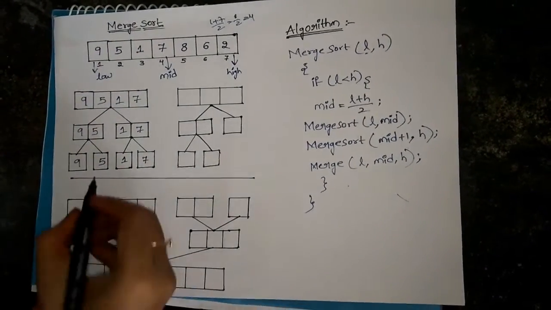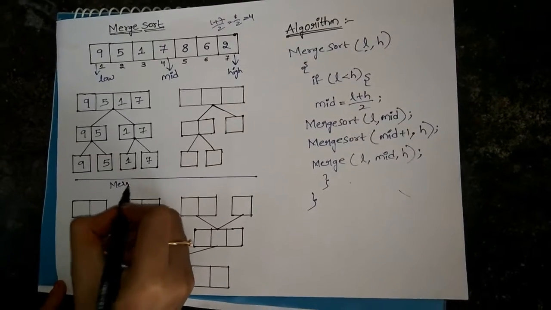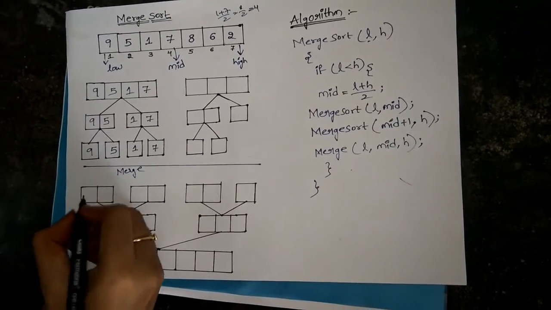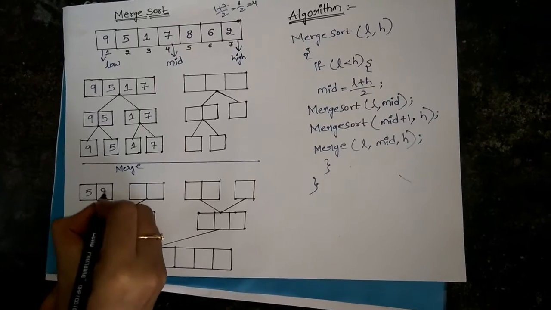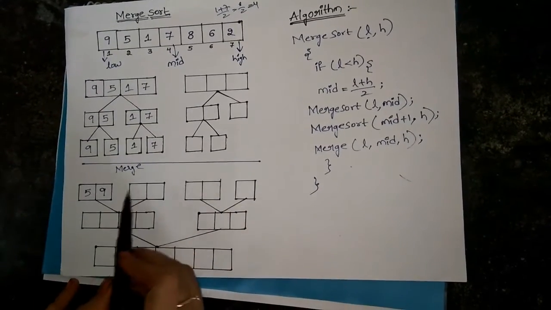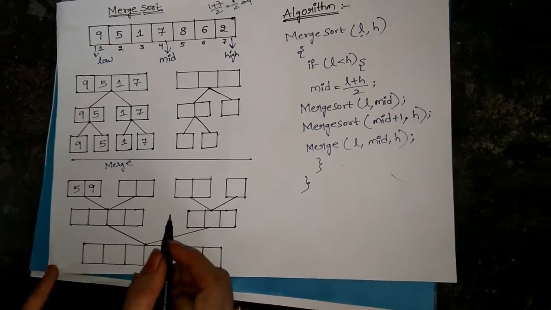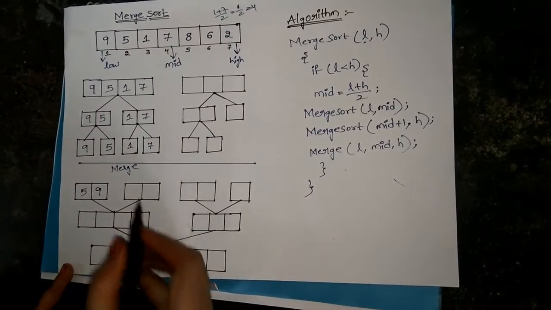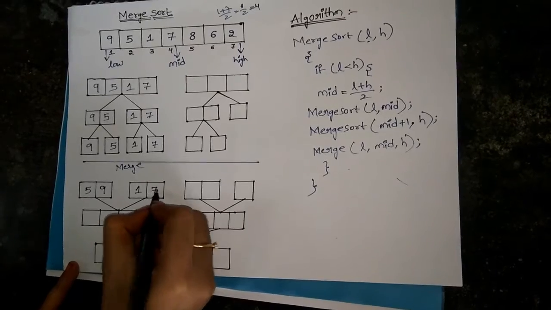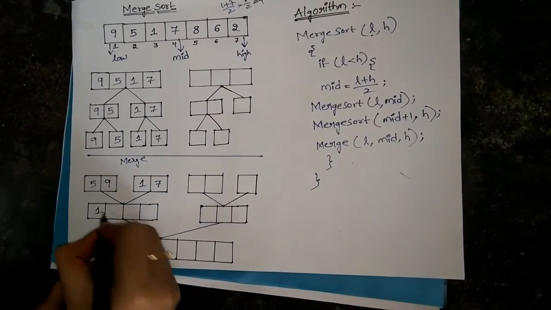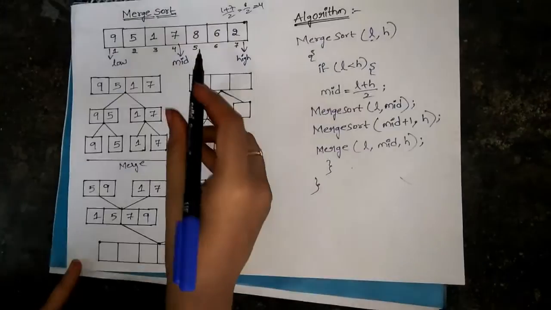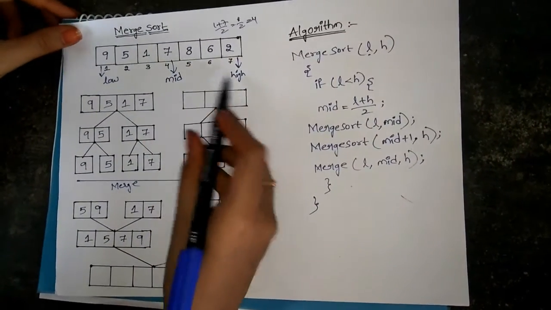Now merge all the elements. In 9 and 5, 5 is less, so merge 5 and 9. On the other side 1 and 7, 1 is less than 7, so it is in order, no need to change. Again combine, then we will get 1, 5, 7 and 9.